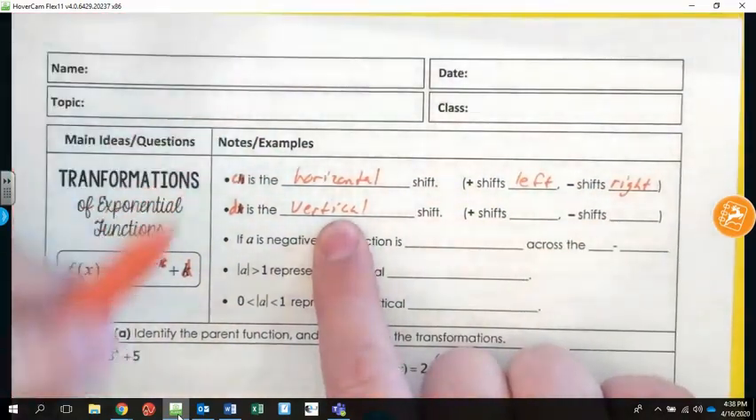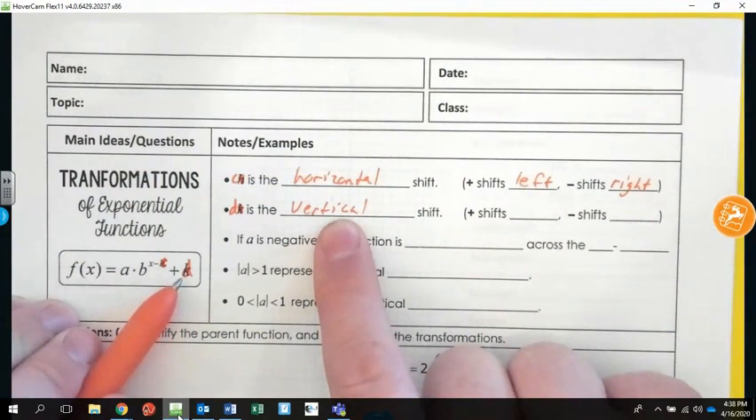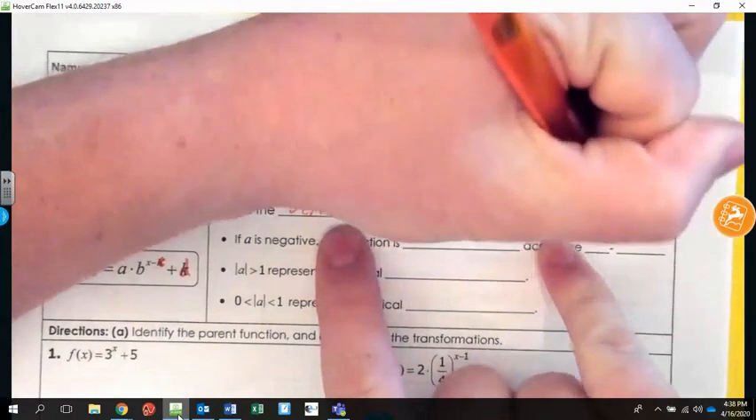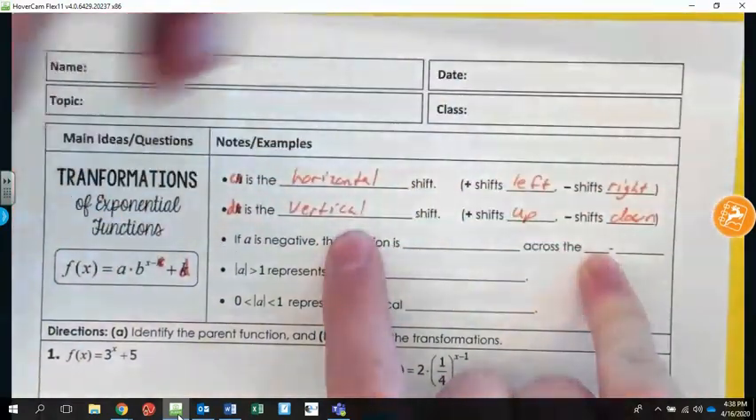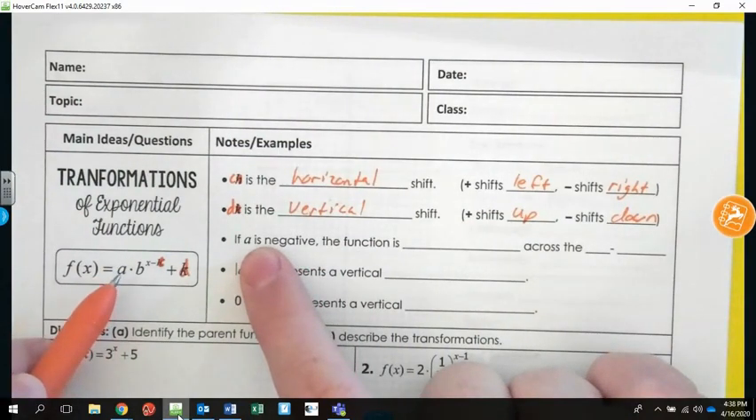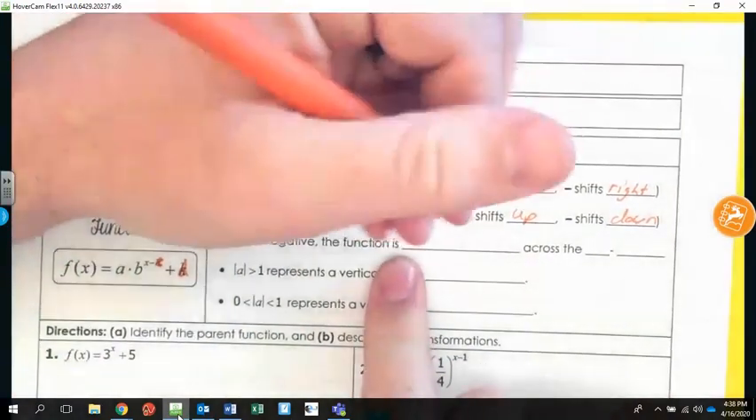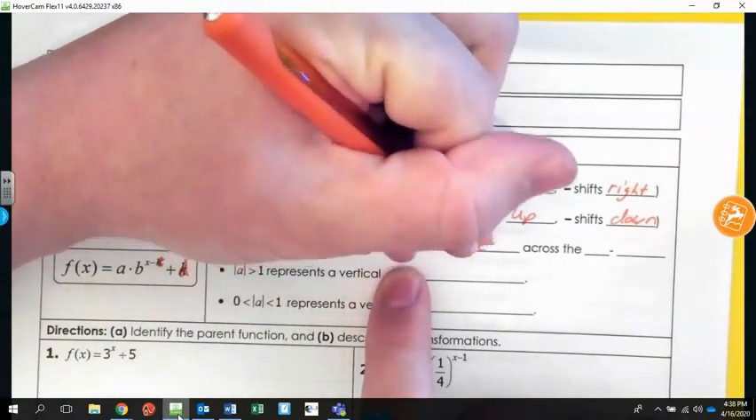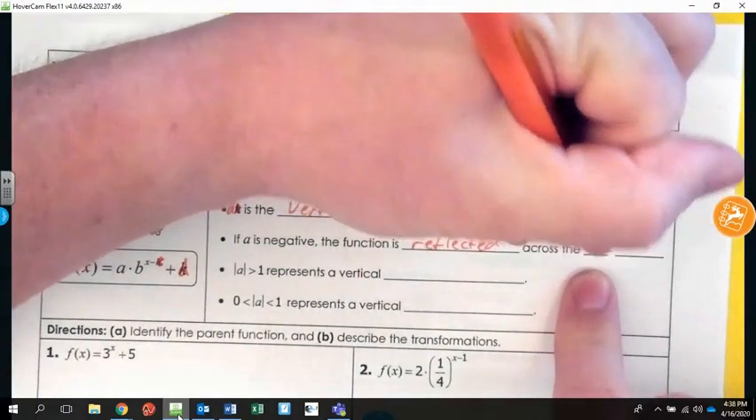When you're vertical, right here, whatever this value is, if it's positive, it moves up. If it's negative, it moves down. The A value is your vertical transformations. So right here, A, if it's positive, it doesn't do anything except grow the direction that it needs to, depending on the B value. Now, if your A value is negative, it is reflected over the x-axis.